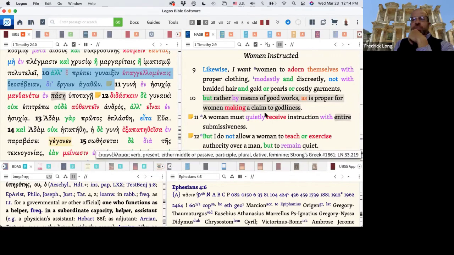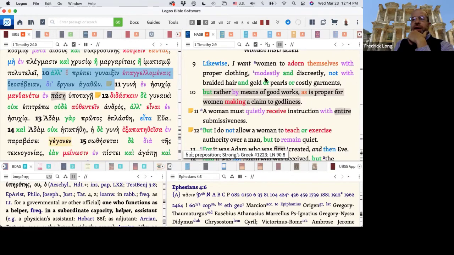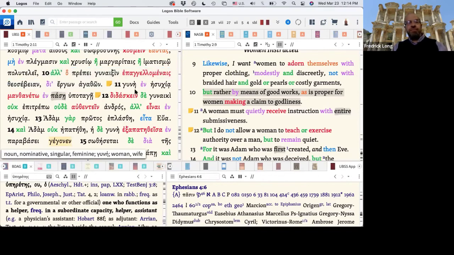Here, Paul is talking about women, plural. Notice that the references to women are plural. And then in verse 11, there's an asyndeton. There's no connector here, but he's still on the topic of women, but he switches to singular.